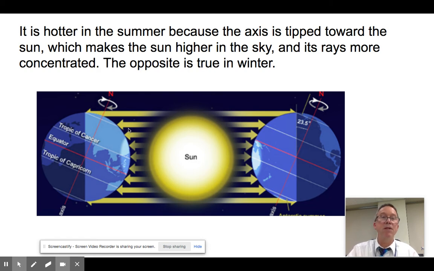So the reason it's warm in the summer is the sun is higher in the sky and its rays are more concentrated. And the reason it's cold in the winter is because the sun is lower in the sky and its rays are less concentrated.